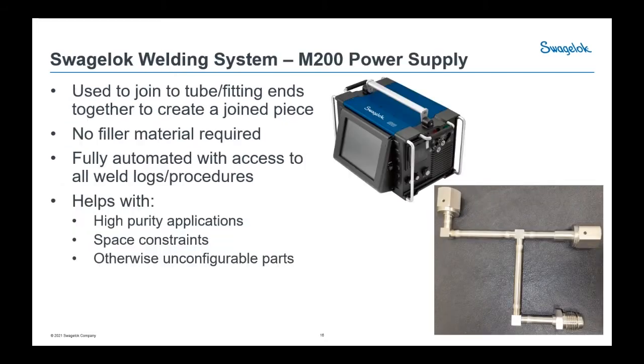The M200 power supply produces a reliable, consistent orbital gas tungsten arc weld. It's going to plug into a standard 110 outlet. It uses no filler material and just joins the two parent materials together. This is commonly used to install high purity gas systems, pharmaceuticals, emissions, testing, and paint lines. It's a fully automated system with a 12-inch color touchscreen. You just input the material that you're welding, the size and the wall thickness, and then the machine generates a weld schedule.